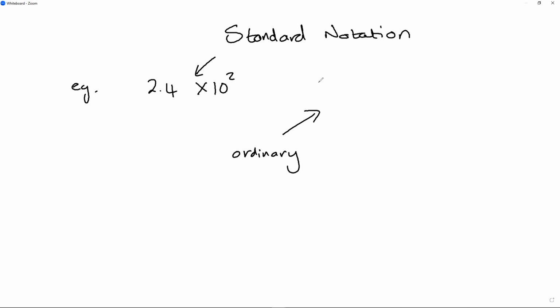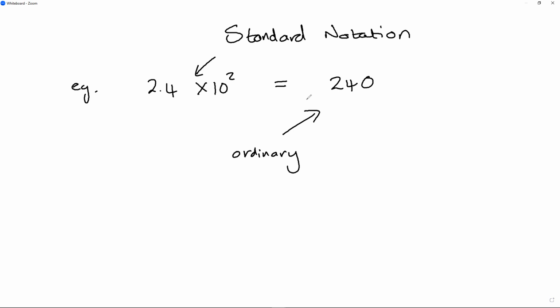If you write it as an ordinary number, you technically have to change this into 100 and then move the decimal 2 spaces to the right, which is actually 240. Those two numbers are exactly the same. So you've got standard notation on the left-hand side, and you've got 240 on the right-hand side. And exactly the same, right? They're just written in different ways.